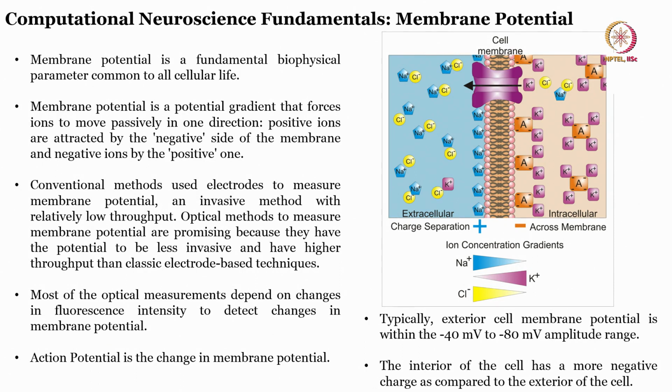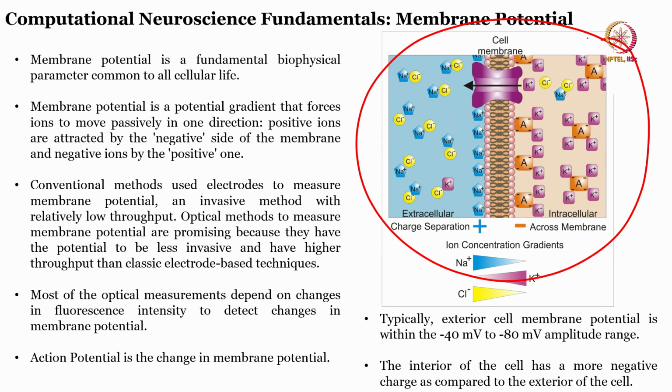But if you still go into the detail, then you will understand that there is something called membrane potential. Okay. And if you see here, you see the cell membrane, and then there is an extracellular charge separation layer. Now, generally ion concentration gradients are formed between sodium, potassium and calcium. So, Na plus, K plus and Cl minus.